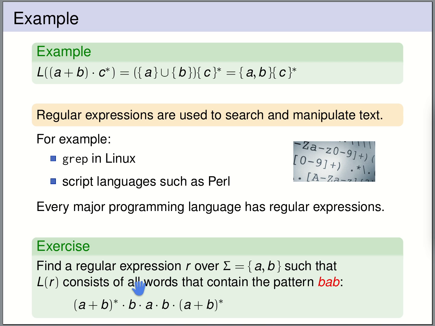And for convenience, we will typically suppress this dot. So we will usually write this regular expression simply as follows, just by writing (A plus B) star, BAB, (A plus B) star. In most instances we will suppress this dot because the regular expression is easier to read like this, and it's clear that between any two expressions there must be a dot.